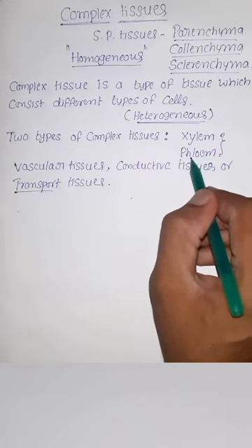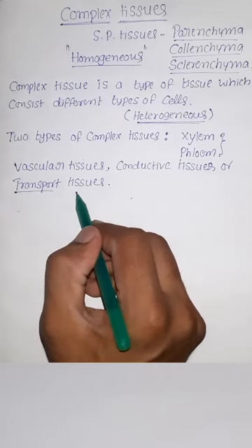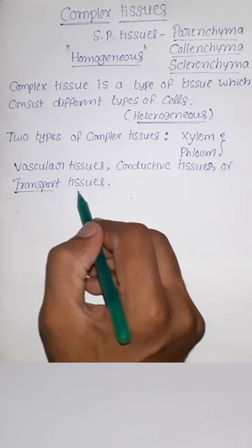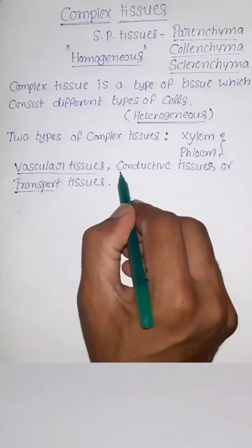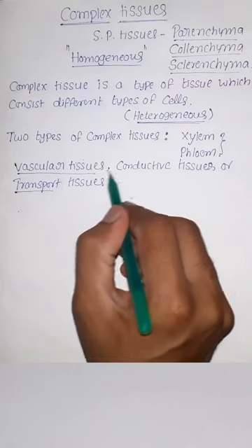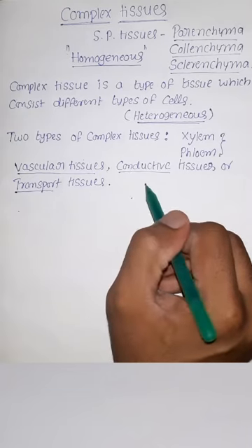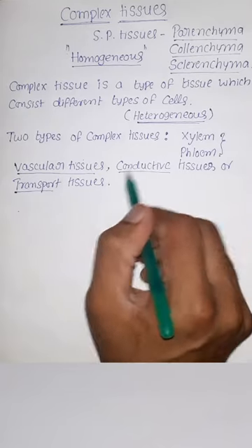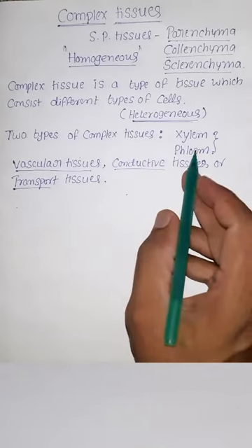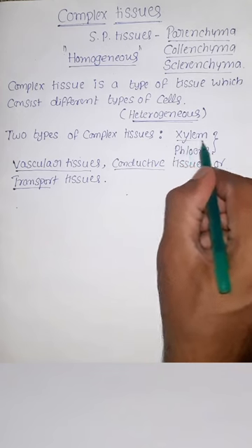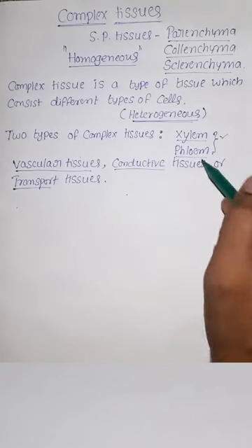because xylem and phloem are useful for the transportation of water, minerals and food materials. That's why they are also called vascular tissues. Since they perform a conductive function, means transportation function, they are also known as conductive tissues. These are different names for the complex tissues. Now we will discuss in detail about xylem and phloem. First we will start with xylem.